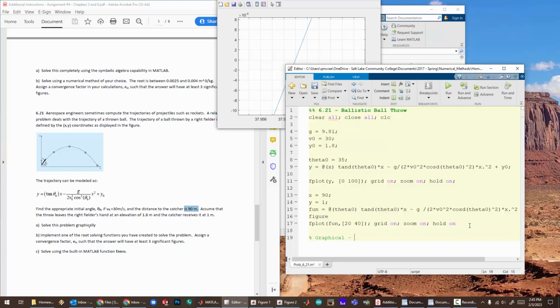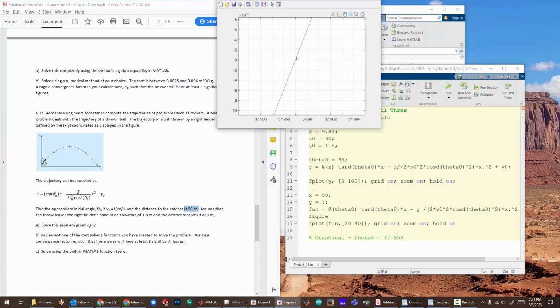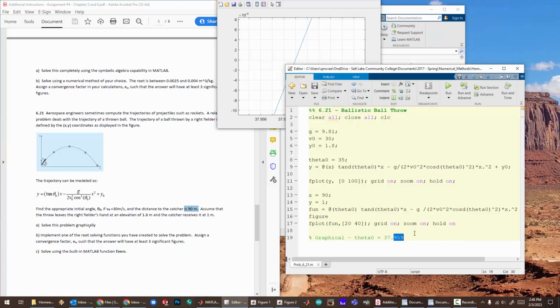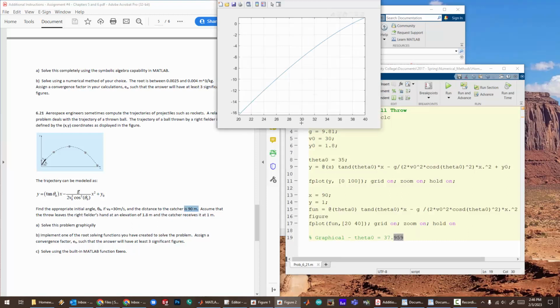So we'll even put a little comment here. Graphical theta naught is equal to 37.959. So we decided 959. Yeah, there we go. Okay. Lovely. That's lovely. That's all good.